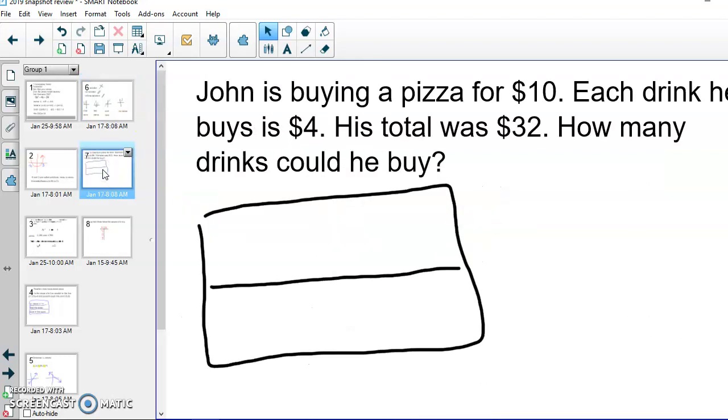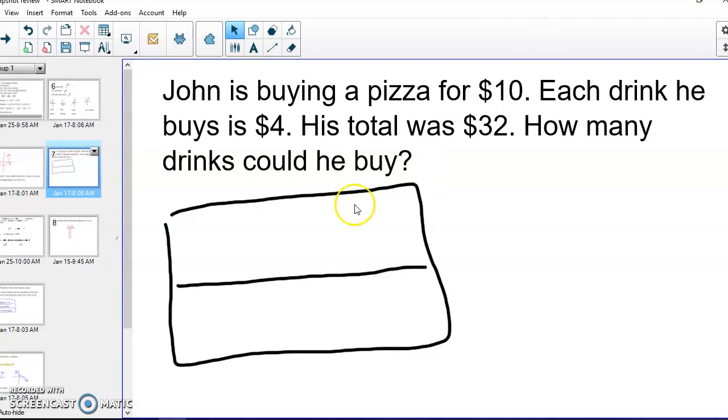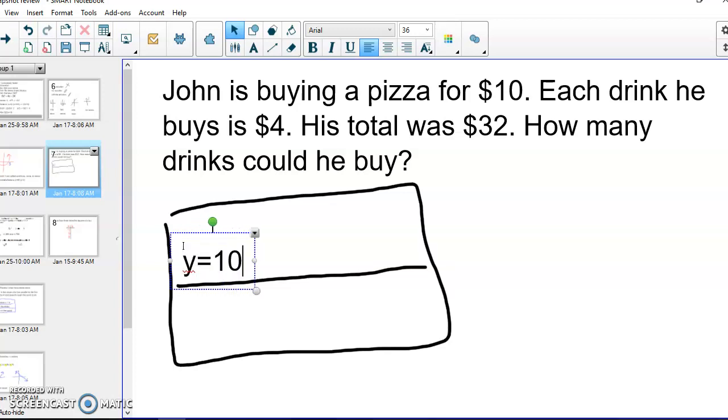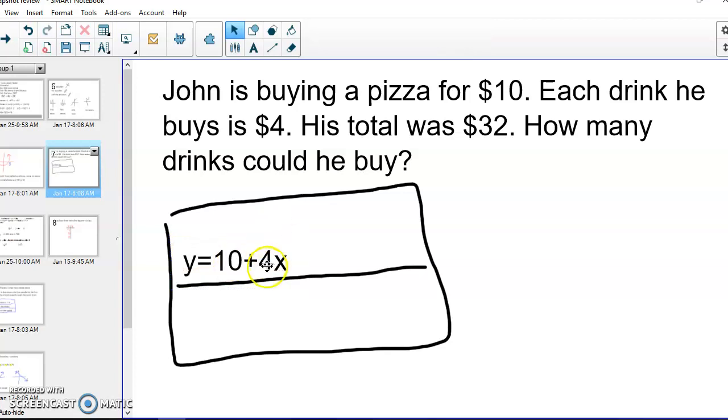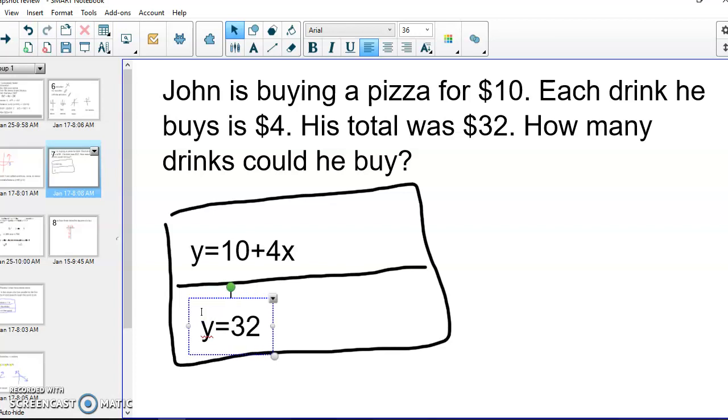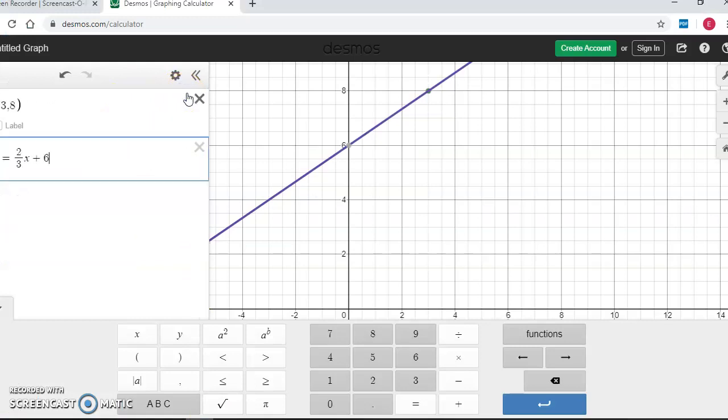All right, the next problem we have, John, he's buying pizza for $10, and each drink he buys is $4. His total was $32, and how many drinks could he buy? So I would have to go to Desmos, and I need to make an equation. He bought pizza, and he bought drinks, right? But I don't know how many drinks he bought, so I need to put my x beside it, because it's asking me to figure out how many drinks he had. And it equaled $32.